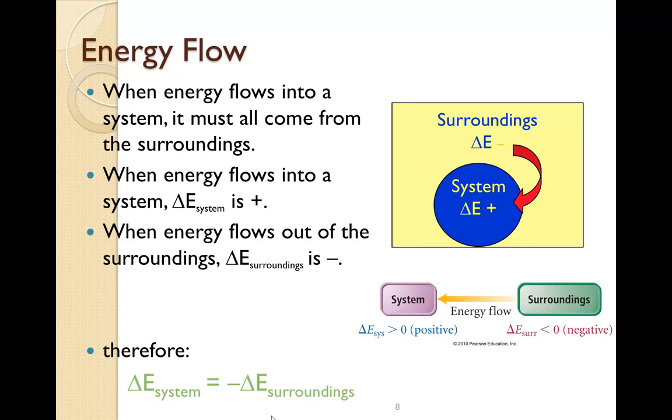How about the reverse? When energy flows into the system, it must come from the surroundings. When the energy flow in the system is positive, that means that the energy inside went up. When the energy flows out of the surroundings and into the system, the surroundings is negative. So this is exactly the opposite. The surroundings lost energy, which is why it's negative, to the system, which is why that's positive. Once again, delta E, same magnitude, but the surroundings is negative because it's lost energy.